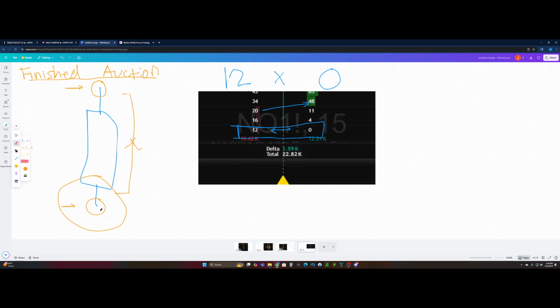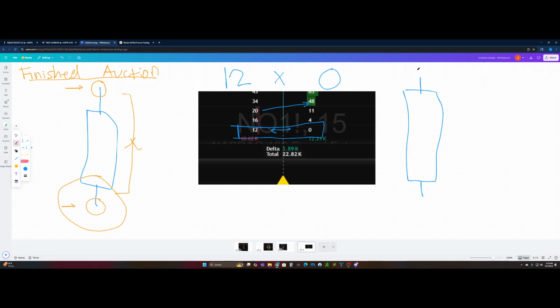Now, at the bottom, actually, let me make it cleaner looking. Oh, that is not a square. Okay.